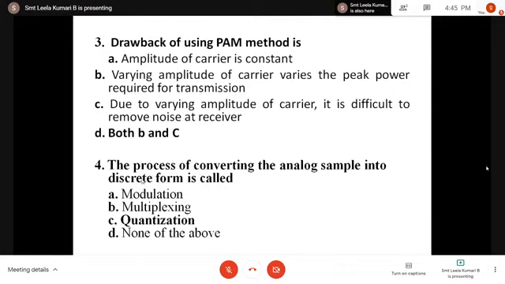Next question. The process of converting the analog sample into discrete form is called. So the analog sample is converted into discrete form by means of quantization. Just now we have discussed the quantization process. So quantization, that is option C, is correct.